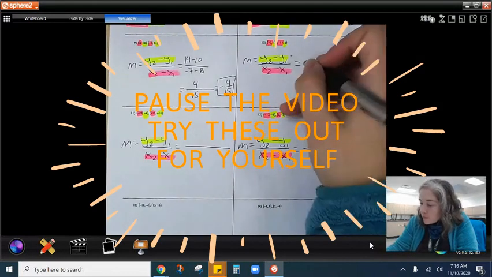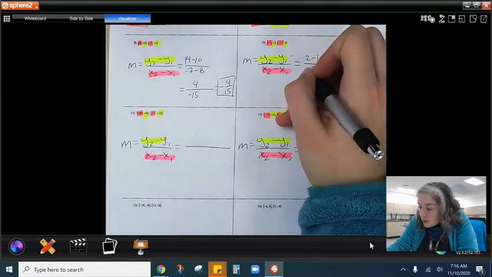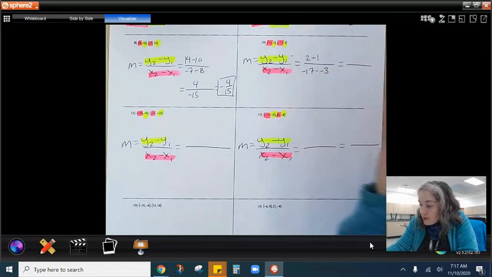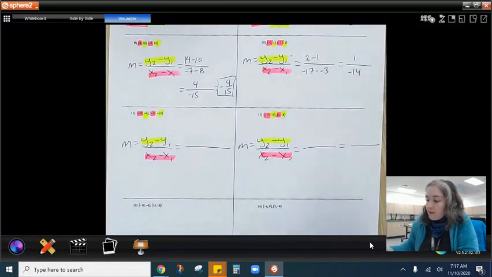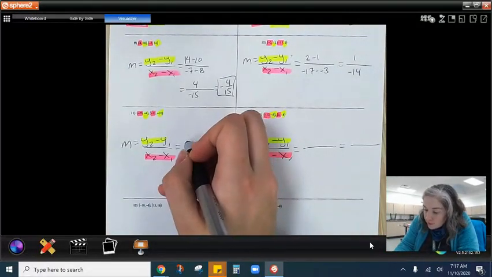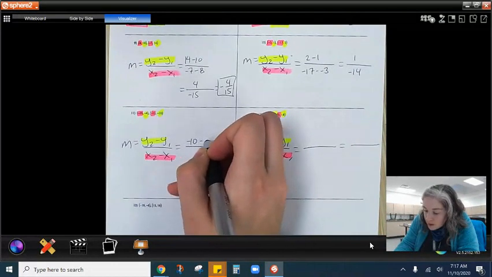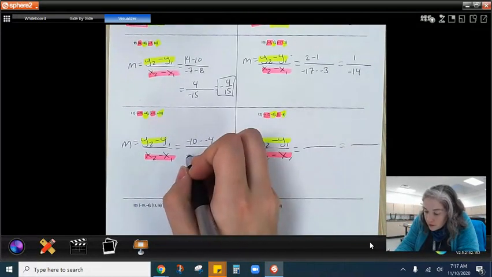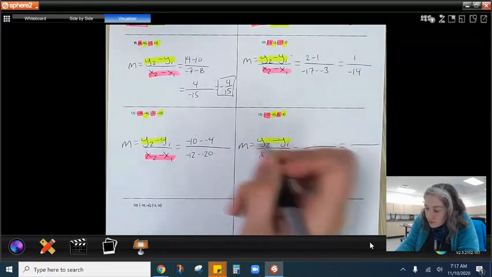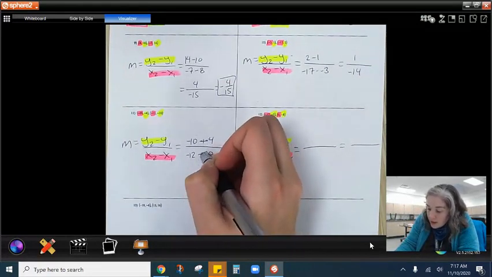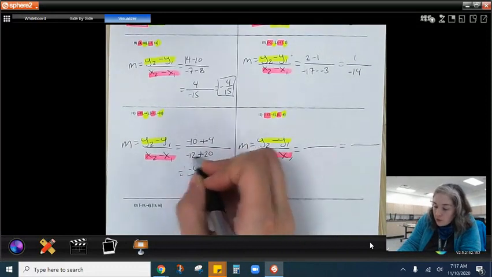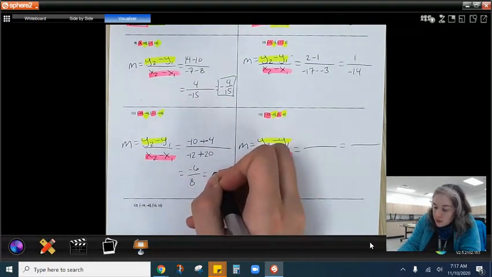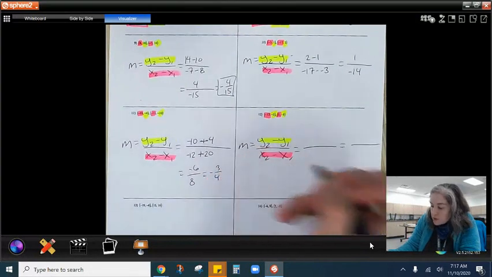Okay, so for this one, you should have 2 minus 1, negative 17 minus negative 3. So that gets you 1 over negative 14, because this is really a plus 3. For over here, you should have negative 10 minus negative 4, and then 12 minus negative 20. These really turn into adding, right? Plus minus negative is a positive. So we get negative 6 over 8, which is negative 3/4.